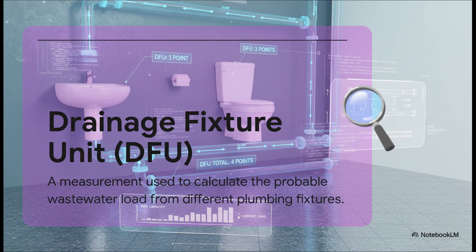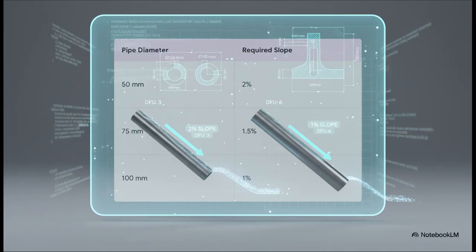Now check this out, because this is where it gets really interesting. This table shows a super important relationship. A smaller, 50mm pipe needs a steeper 2% slope to keep things moving. But as the pipe gets bigger, say 100mm, it can get that same flow with a much gentler 1% slope. It's a total balancing act between the pipe size and gravity. And you might think, oh, a 1 or 2% slope, who cares? Trust me, over a long run of pipe, that tiny difference is everything. It's the difference between a free-flowing system and a constant headache of blockages and expensive repairs.